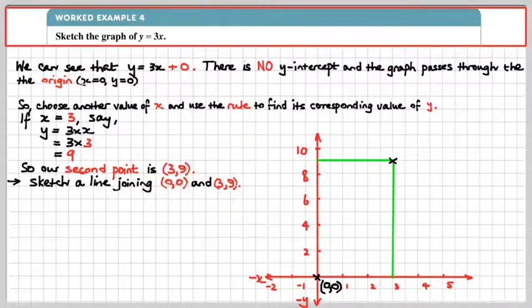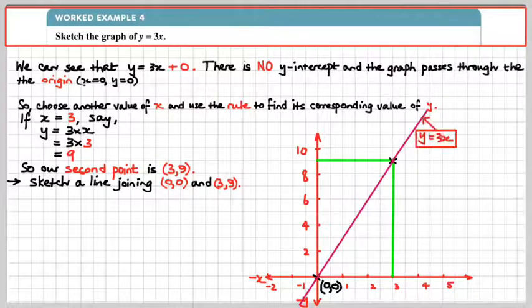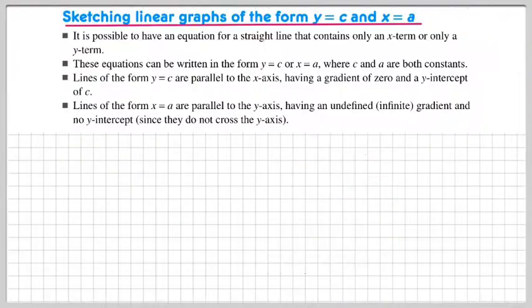Put a line through them, guys, and Bob's your uncle. There it is, and label the graph, and we are done. We are done, and we had fun. Now, these are the weirdo ones I spoke to at the beginning of the video.